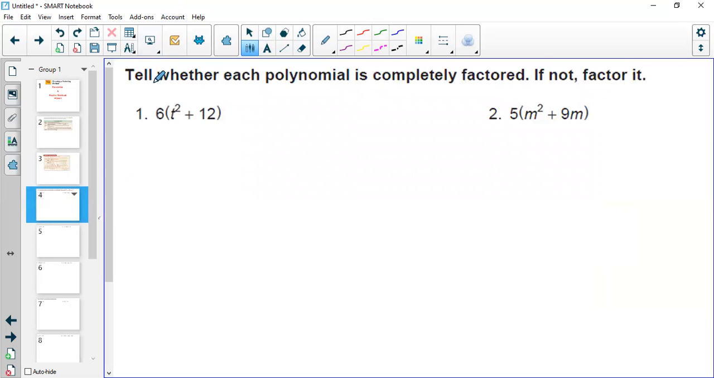So let's start with this. You need to say whether each polynomial is completely factored. If not, you need to factor it. So how do we know whether this is completely factored or not?